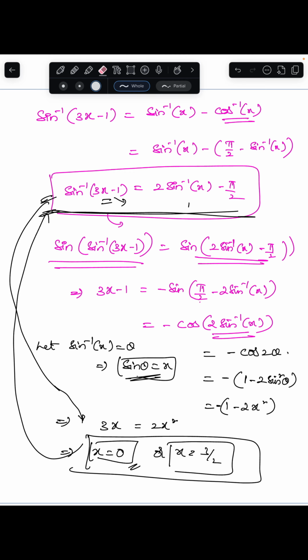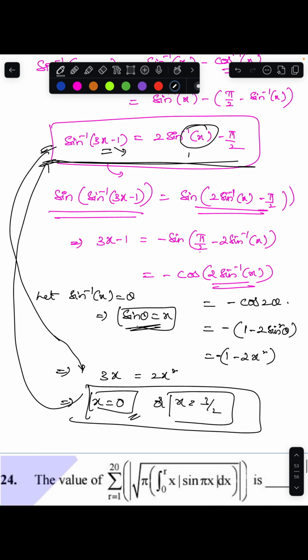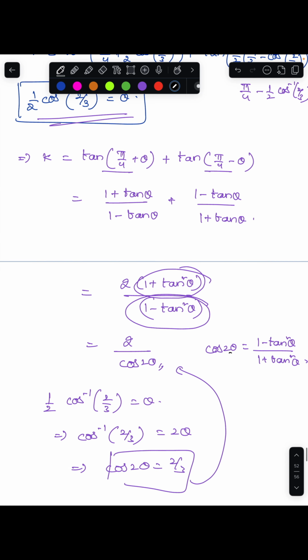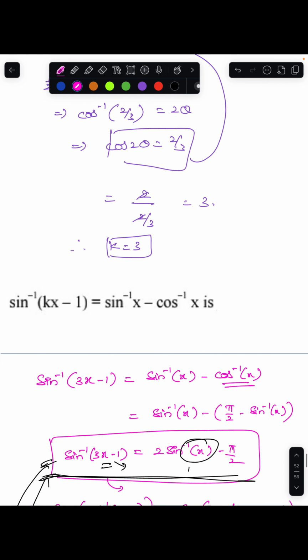So similarly, here sine inverse x is there, so x must not be greater than 1. So it cannot take 3 by 2. So it is not a valid solution, but only x equals 0 is the valid solution. The question is the number of solutions of the equation. So the answer is 1, right? Yeah. So the answer is 1 for this.